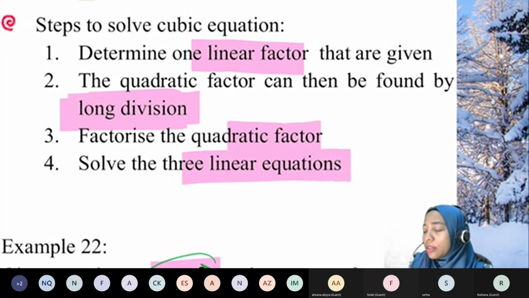Okay, we continue. Steps to solve a cubic equation. Okay, we have one linear factor given. Dia mesti bagi salah satu factor. Contohnya x minus 3 is one of the factors. Okay, and then the quadratic factor can be found by long division.